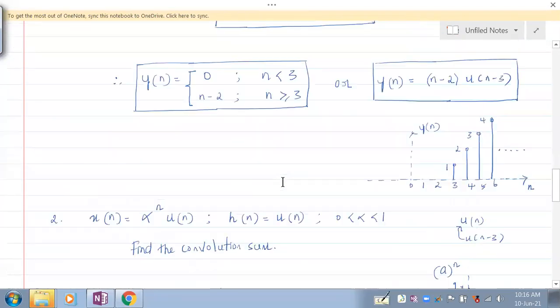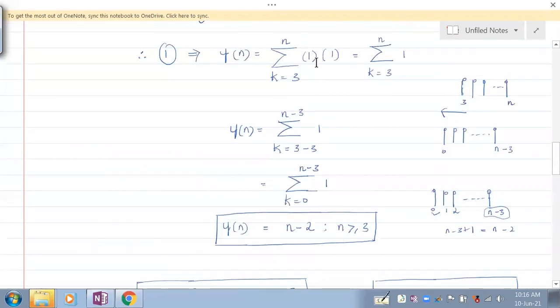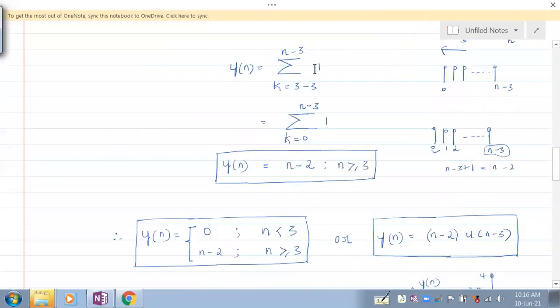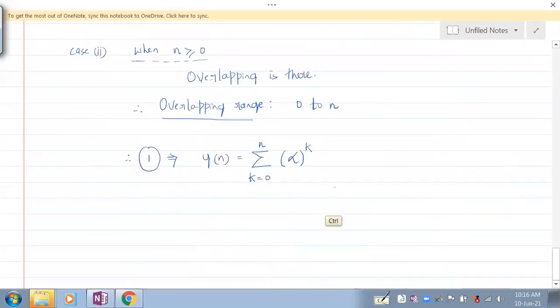In the previous case, it was just 1 under this summation, because alpha power k was not there. Since alpha power k is not 1, we need to write alpha power k, and the other signal is 1. Now, what is alpha's value? Alpha is greater than 0 and less than 1.